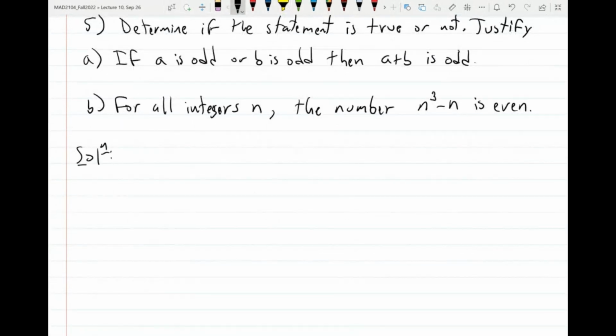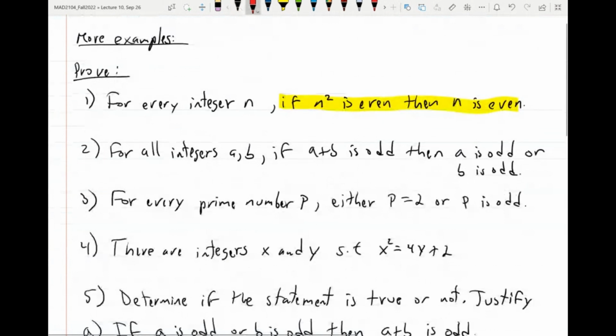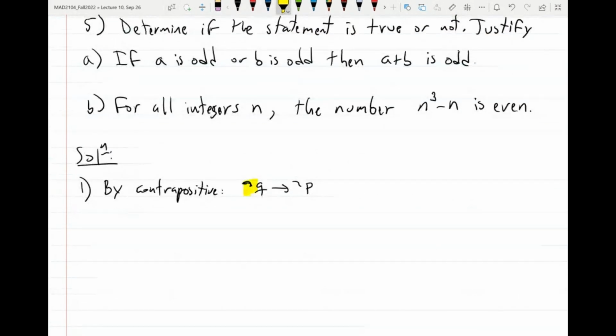So solutions. Number 1, I'm going to try by contrapositive. Okay, so I'm gonna show negation Q implies negation P. Okay, that's what I'm gonna prove. So remember, this is your P and this is your Q. Okay, so I'm gonna assume, remember this is an implication, so what do you do? You assume the first part, you're gonna prove the second part. So what's negation Q in this case? What is it? That n is odd.